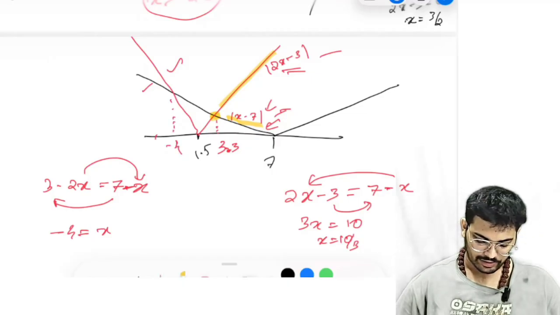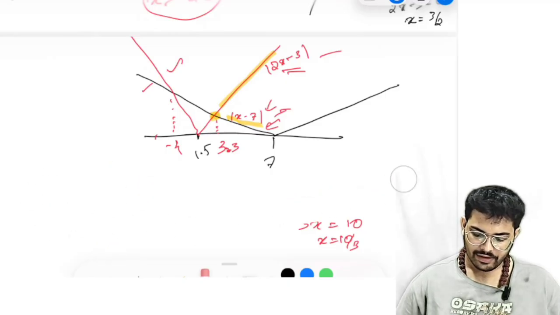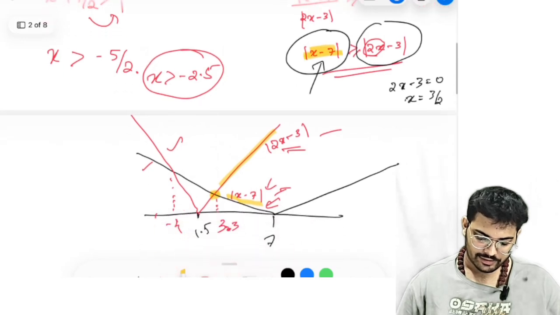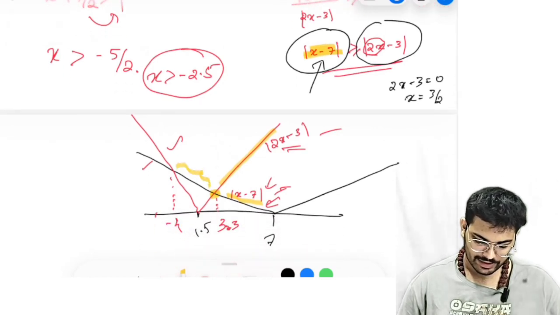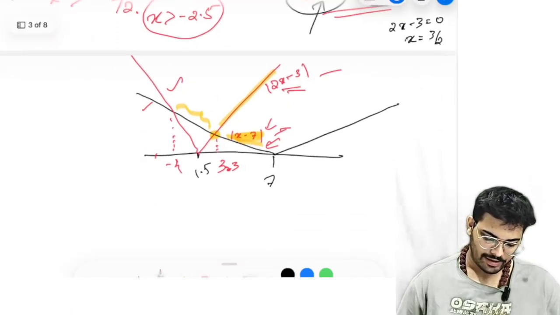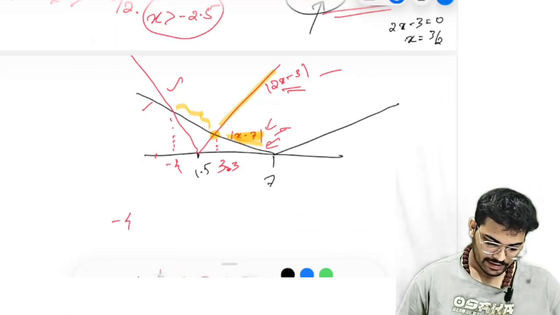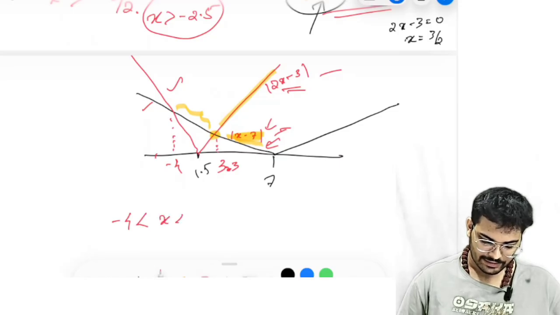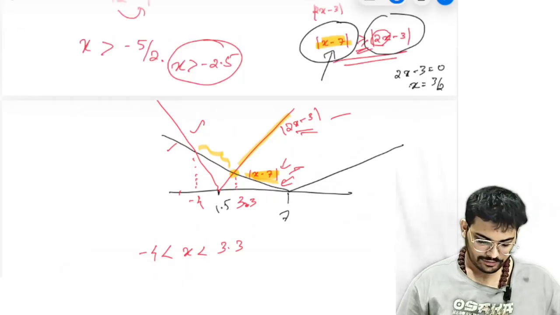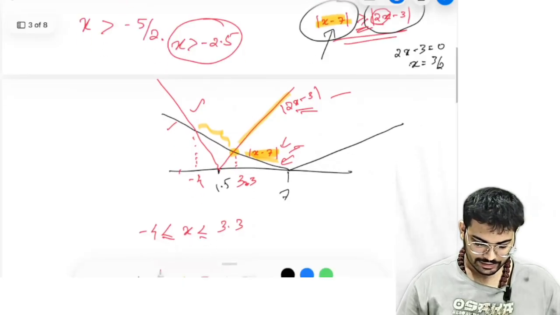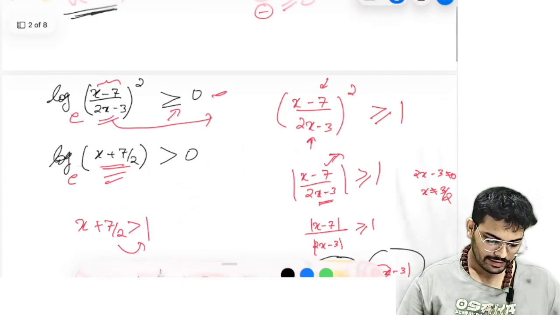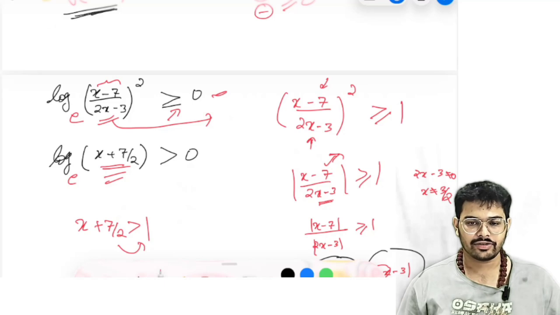Now we will be solving with our condition. Now what was our condition? Mod of 7 minus x is greater. So 7 minus x is greater means this graph of 7 minus x is above in this region, which means x can be a value from minus 4 less than x less than 3.3. Since there is an equality sign over here, we can directly put an equality sign here. And there is one more thing, the x value can't become 1.5. What will happen when x equal to 1.5? This value becomes 0. So in the denominator 0 is not possible.